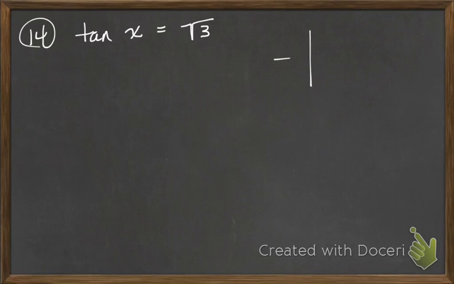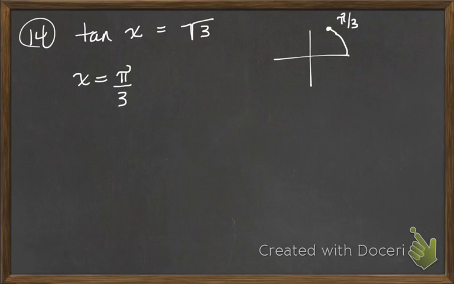Number 14. 14 is asking you to solve tangent of an angle is equal to the square root of 3. And it's asking you to find all the solutions. So start by thinking about, on the unit circle, where is the first value that gives you a tangent value, y divided by x, of the square root of 3? Starting at 0 radians, at pi over 3. Okay? So we're going to say x is equal to pi over 3.